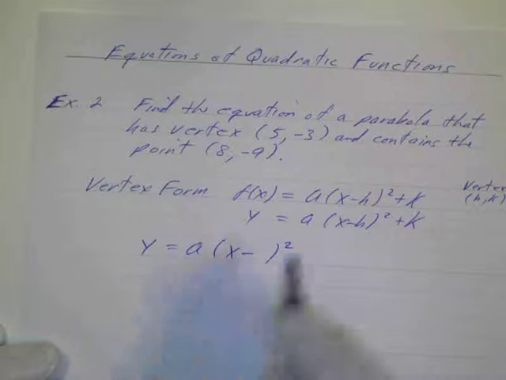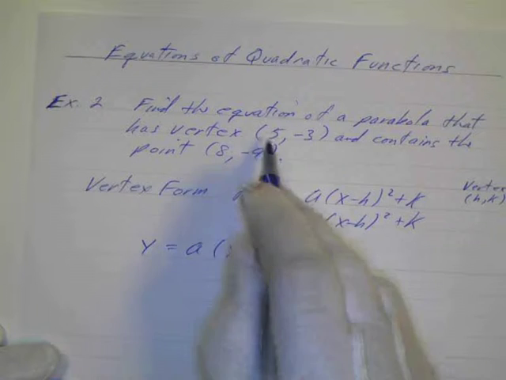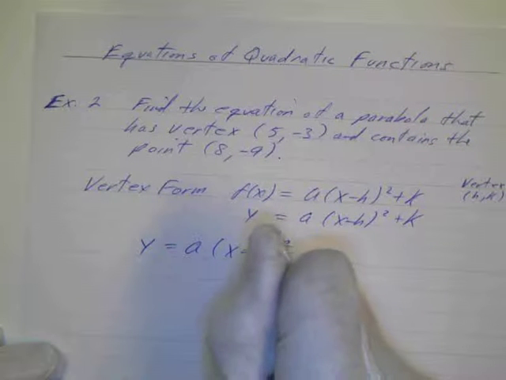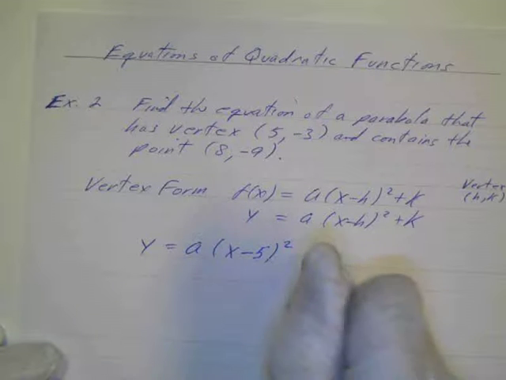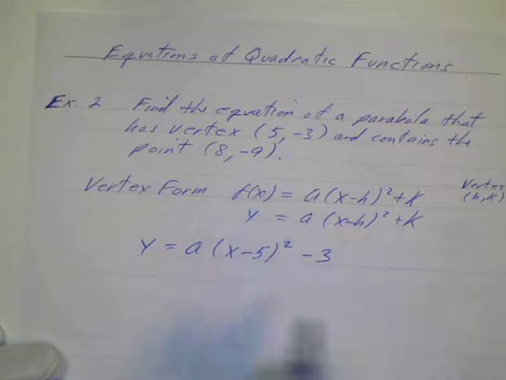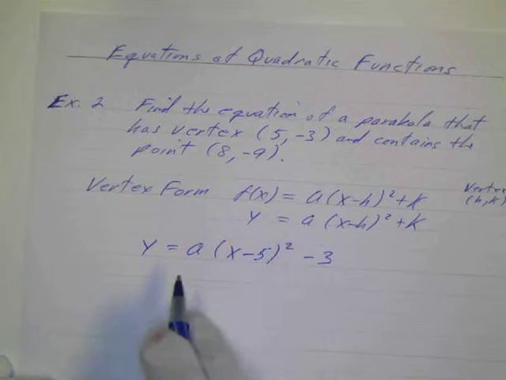So we know y equals a times (x minus h), and h is the x value, so that's going to be 5. And then plus k, and k is -3, so it's going to be plus -3 or just -3. So we almost have it. We're almost done. We just need to find the a.